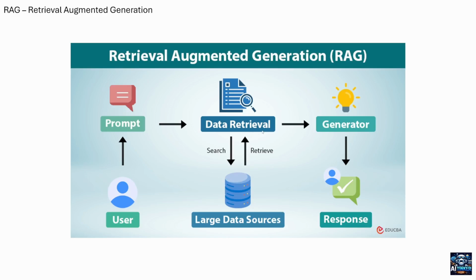Once this information is retrieved, it is passed on to a generator. Now the generator is a large language model in this case. So the large language model typically gets two inputs. One is the user query, and second is the information that it retrieved based on the user query from the vector database. It then augments both those pieces of information, and on the basis of that generates a response.